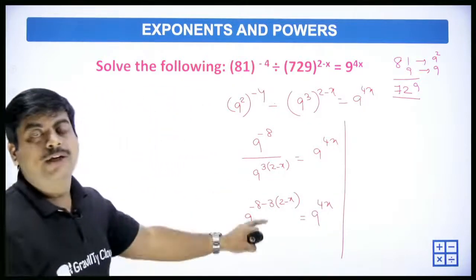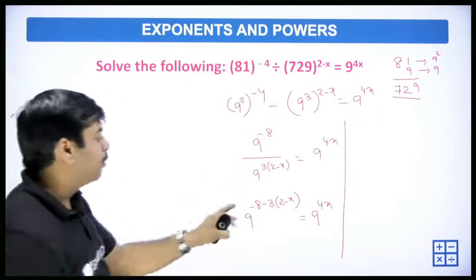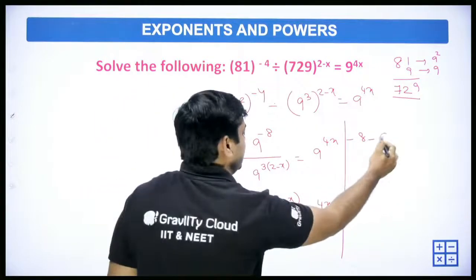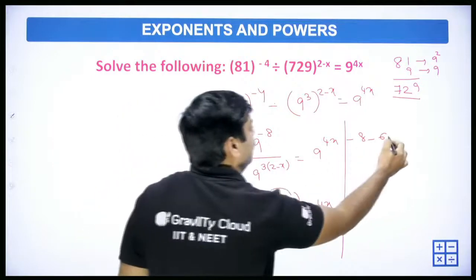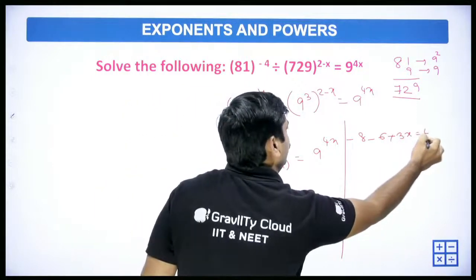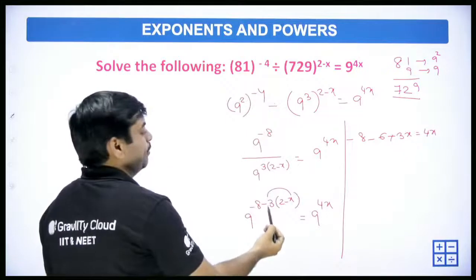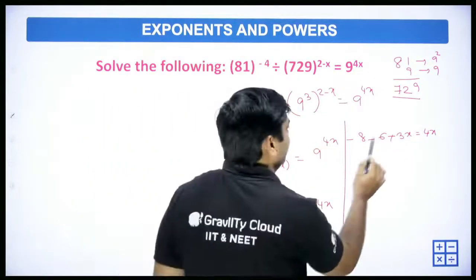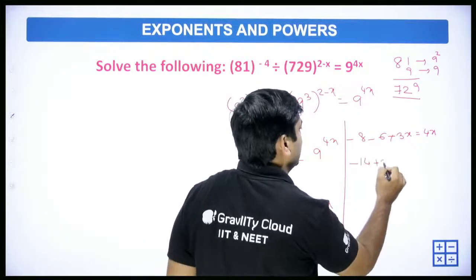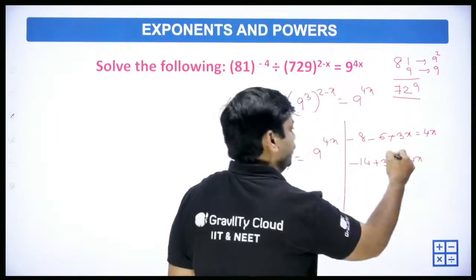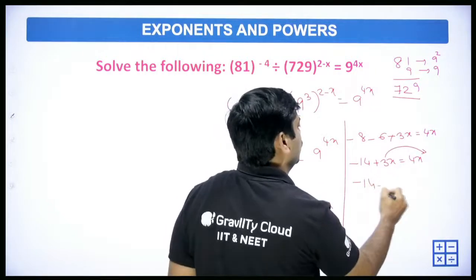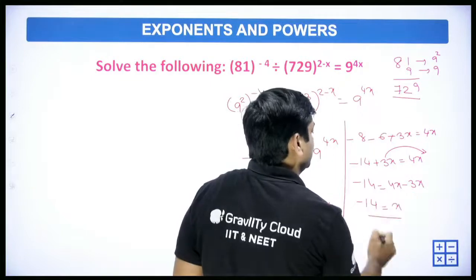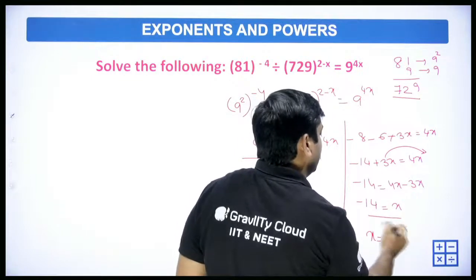But when you are multiplying with negative, be very sure to multiply properly. Minus 8 minus 3 into 2 is minus 6. Minus 3 into minus x is a plus 3x, is equal to 4x. Minus 8 minus 6 plus 3x is 4x. Okay. So minus 8 minus 6 is minus 14 plus 3x is equal to 4x. So take this 3x here. Minus 14 is equal to 4x minus 3x. Minus 14 is equal to x. So we'll get x is equal to minus 14.